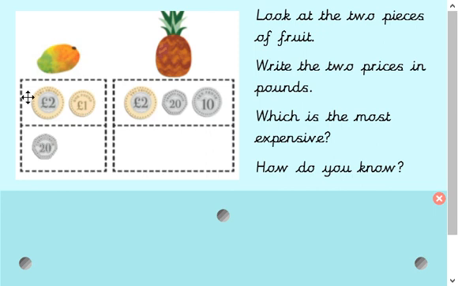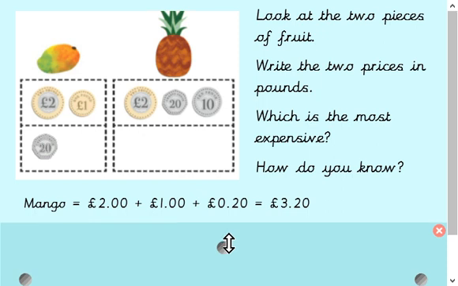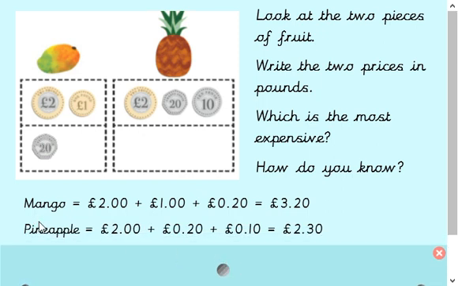Okay, so for the mango, we have £2, £1 makes £3 and 20 pence. So we've got £3.20 for the mango. For the pineapple though, we've got £2 and 20 plus 10 is 30, so £2.30. If we have a look at this underneath here, you can see how I've written it.